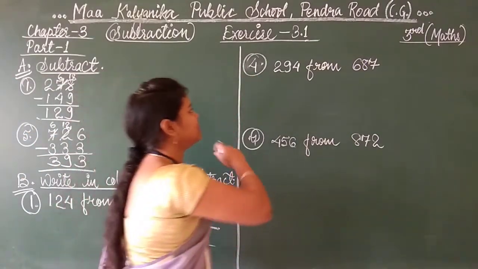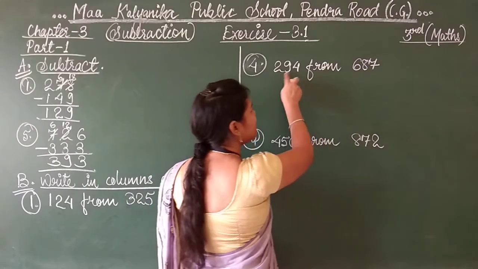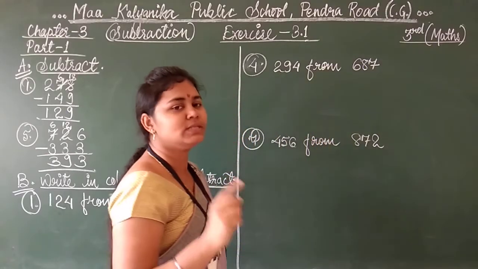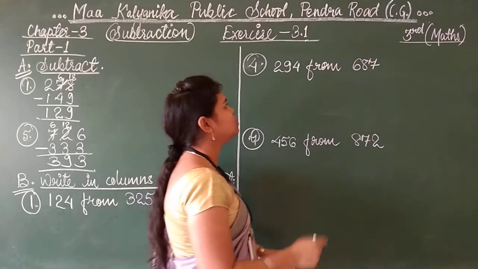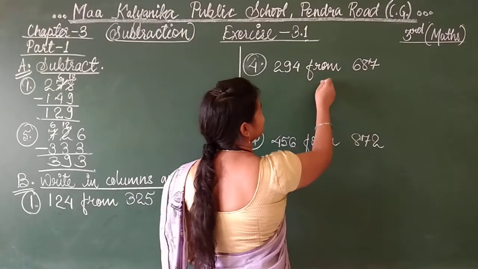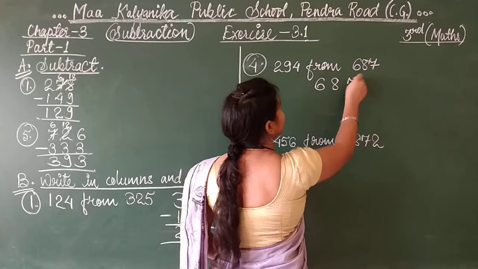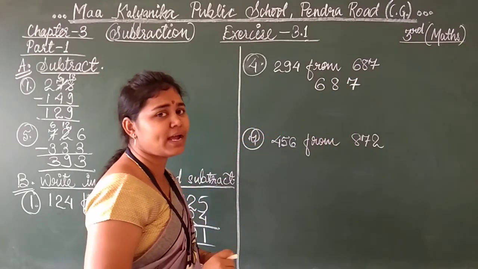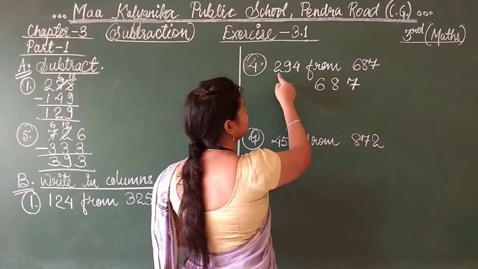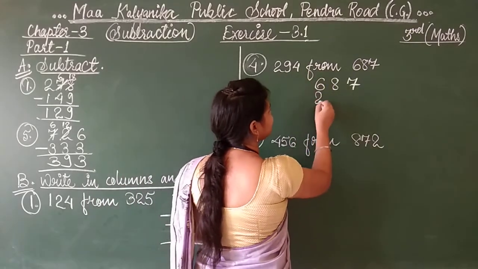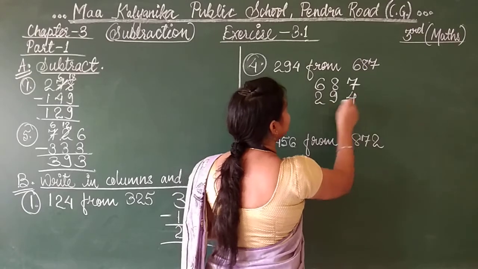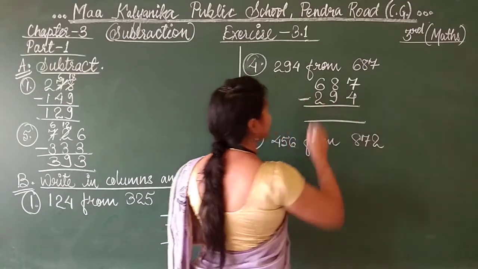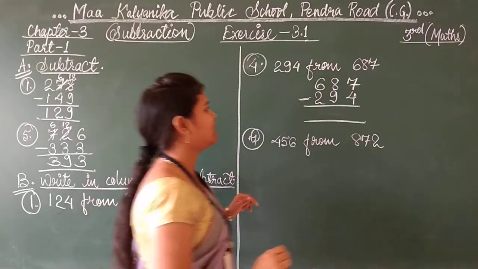The rest is the same, given in the same pattern. So now 294 from 687. From 687, so first we will write 687. Yes or no? Yes. Now which number will I write, students? 294. Yes, very good. After subtracting this number, we will get the answer.